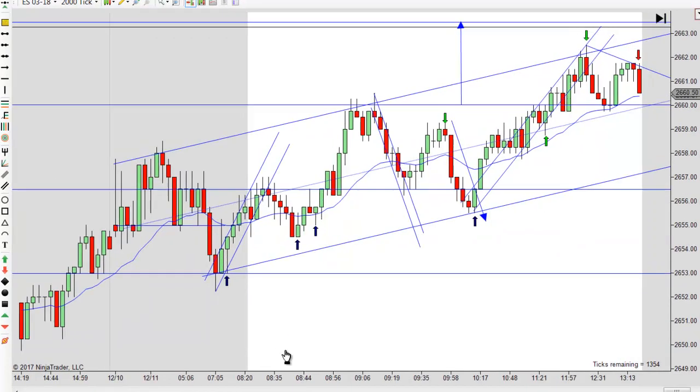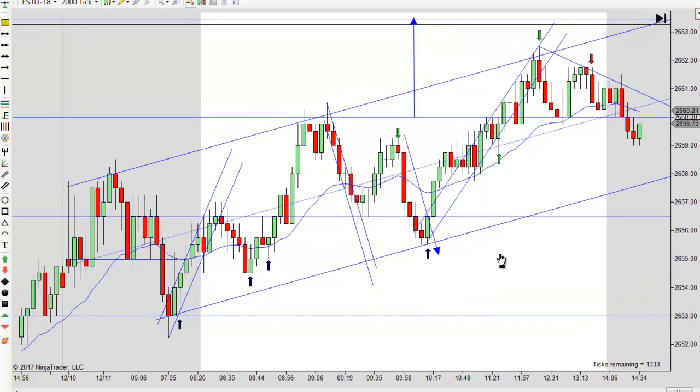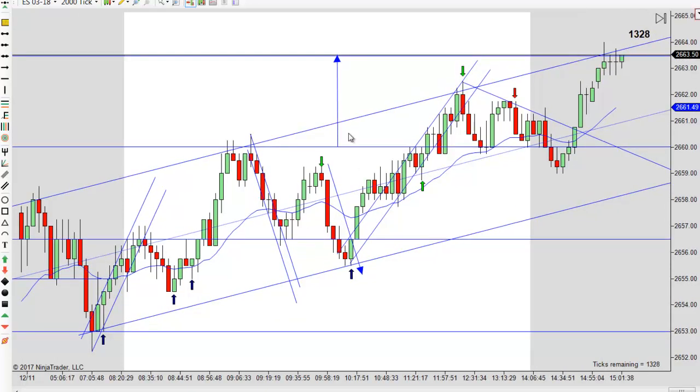You got a clear low down here, a clear high up here, and a midline right in here. You can see prices working both sides of that line. And so once we were headed higher, this should have been your target.